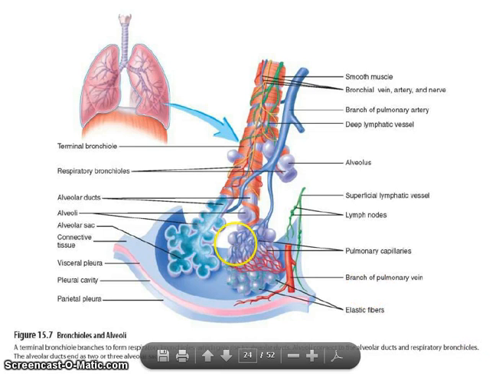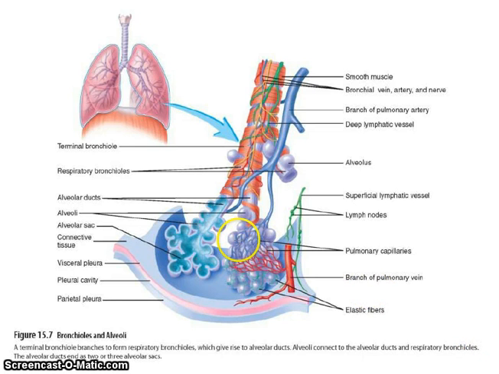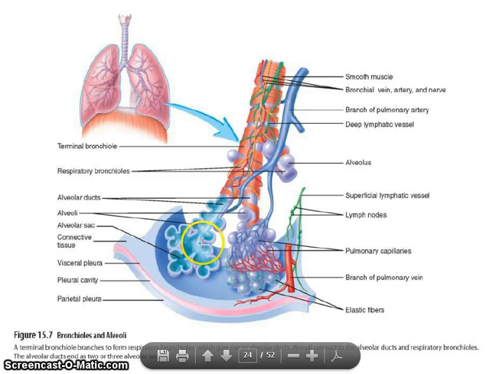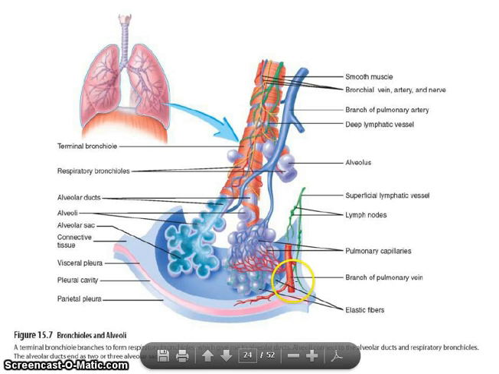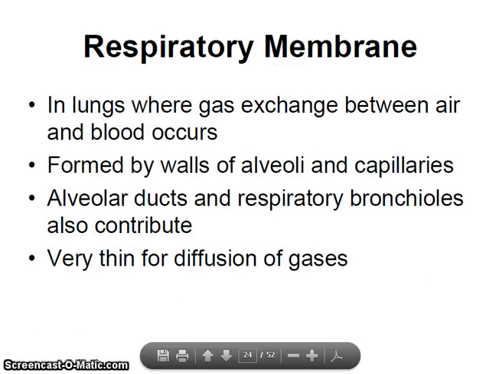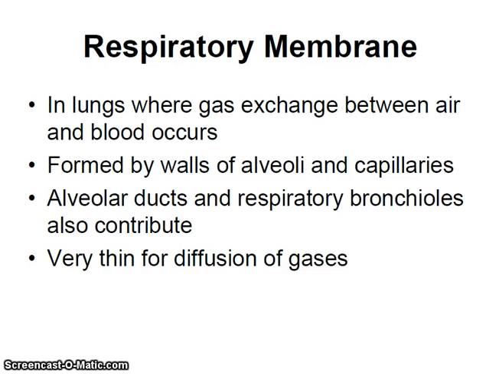All right, functional units, the alveoli of the lungs. Notice the surface area of the alveoli. Alveoli literally means a grape-like cluster. And notice the alveoli are surrounded by a capillary network. This will become more clear as we continue.